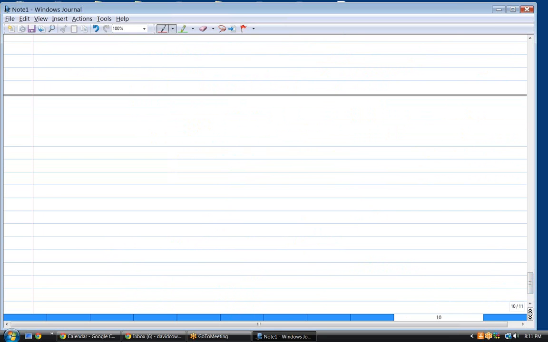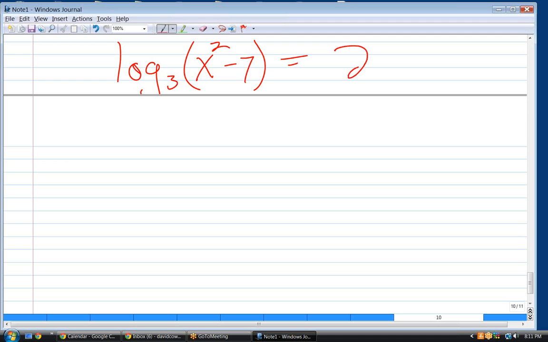What else? Log base 3 of, open parenthesis, x squared minus 7, close parenthesis, equals 2. Okay. Next step, then 3 squared equals x squared minus 7.